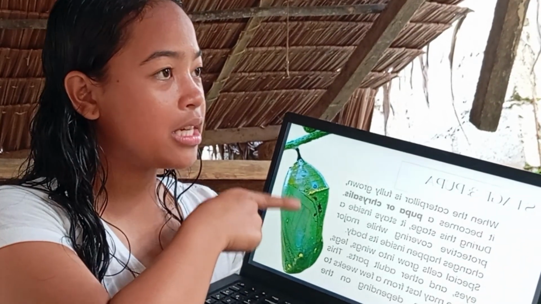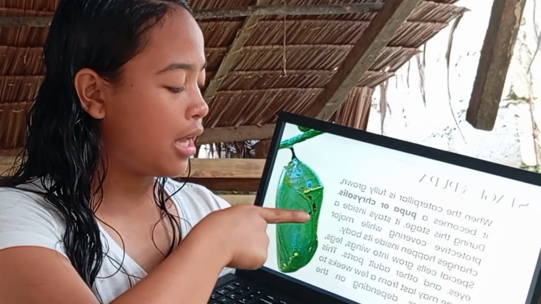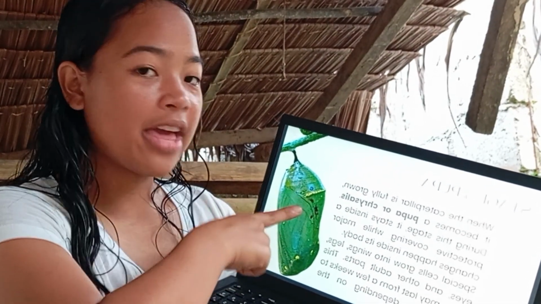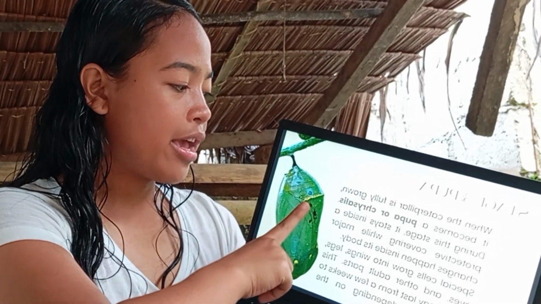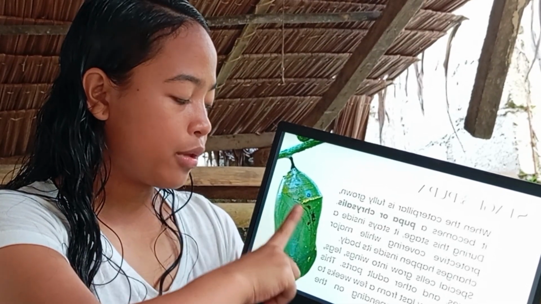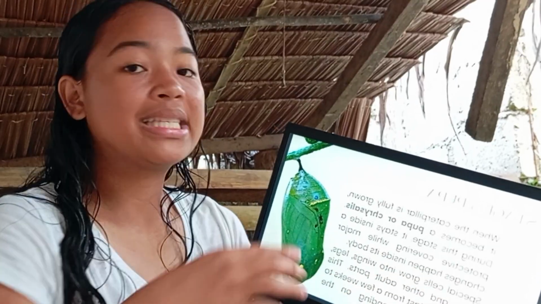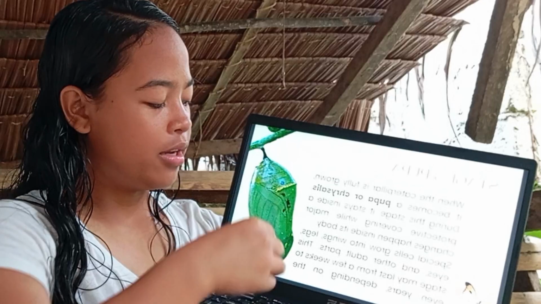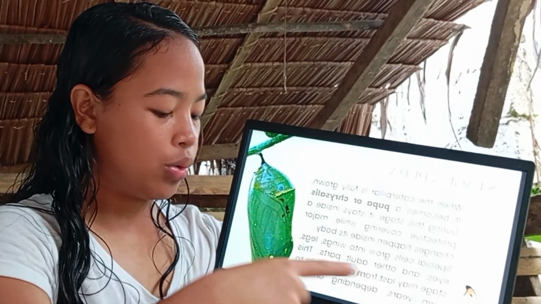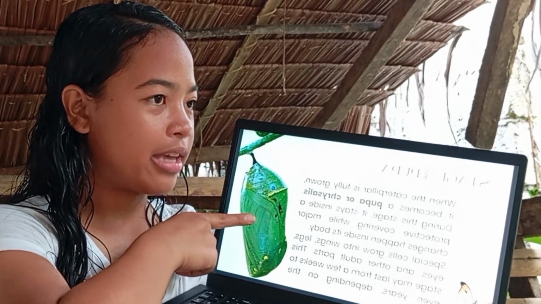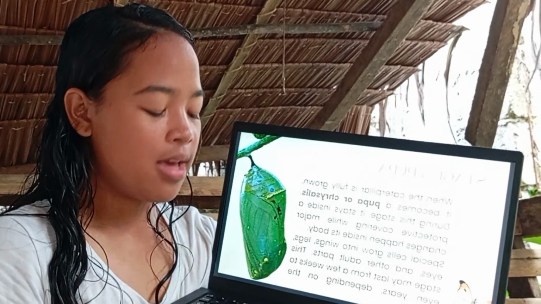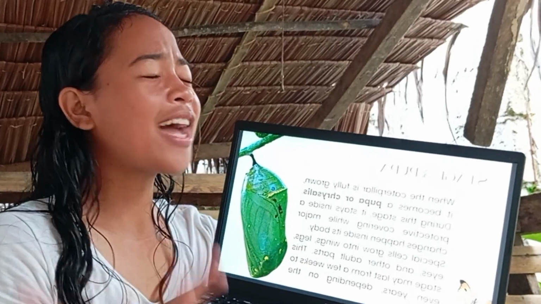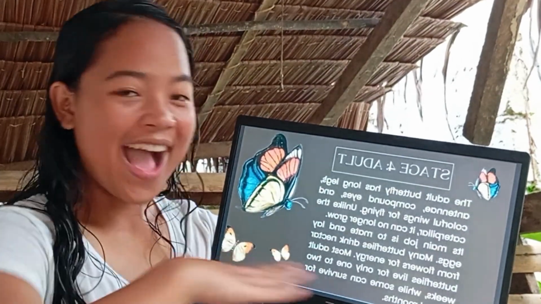Because in this stage, they are not allowed to go outside because they are transforming inside the pupa. So it's safe here, and it has a protective covering while major changes happen inside its body. That's why it's really important to store the food while they are able to, because in stage 3 they are not allowed to go out as the transformation begins. And stage 4 is the most exciting part, the adult.